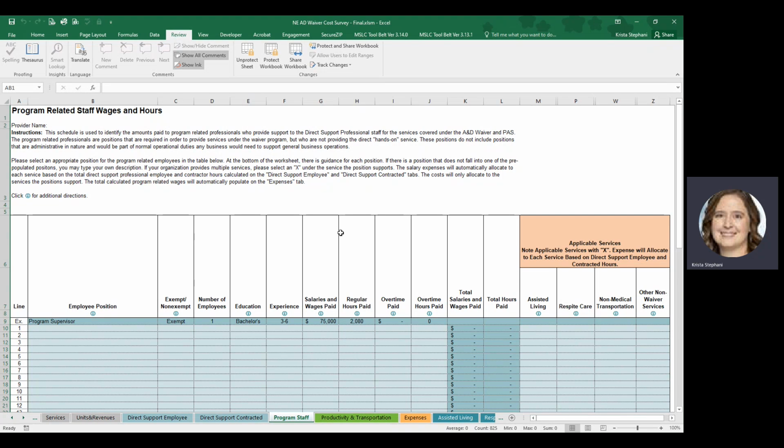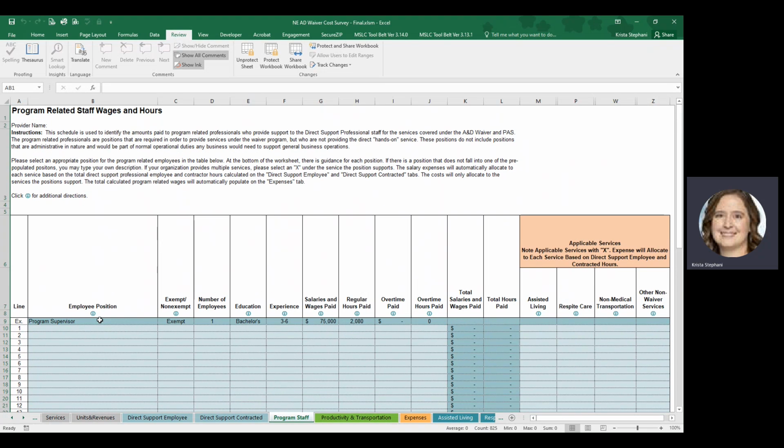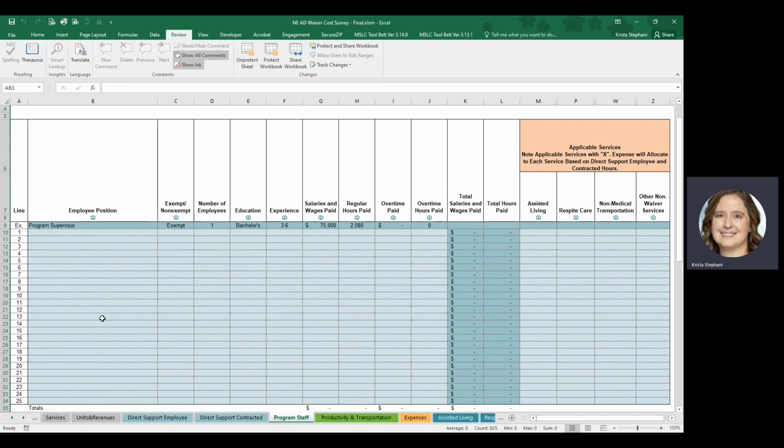The positions that are filled underneath program-related staff generally require some sort of training and experience in education in a field related to providing the services. So although they are not necessarily working directly one-on-one with the individuals, the services they provide support successful programs and providing services to the individuals and participants for these services.